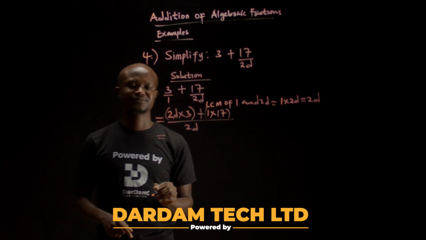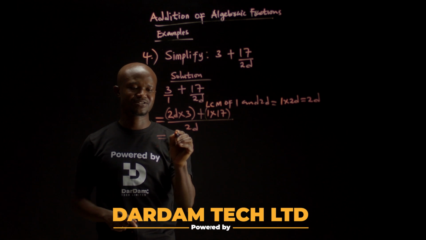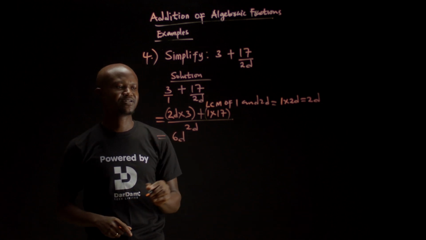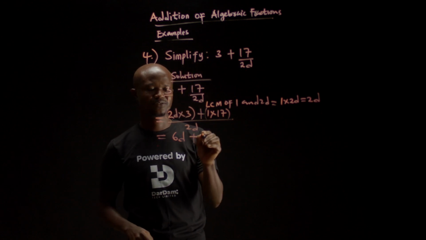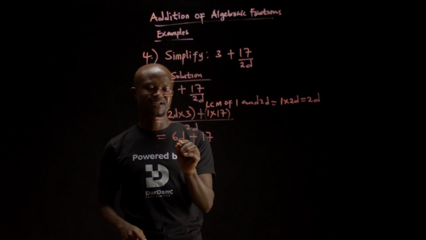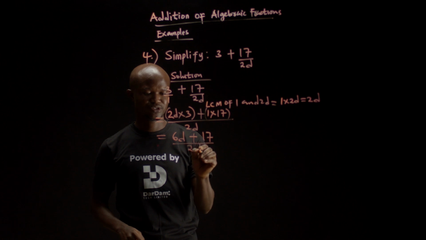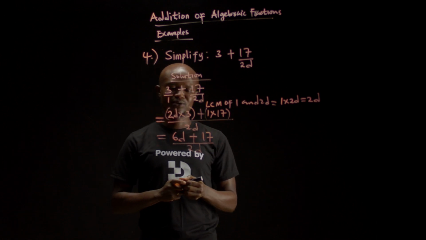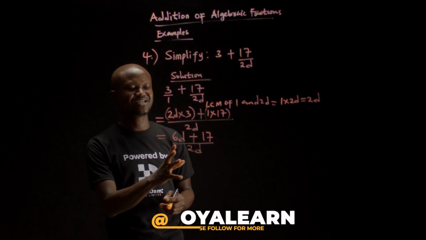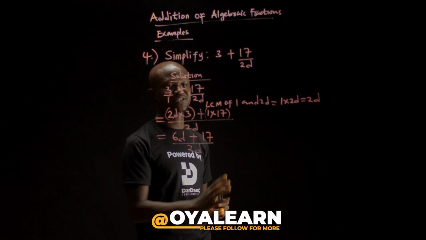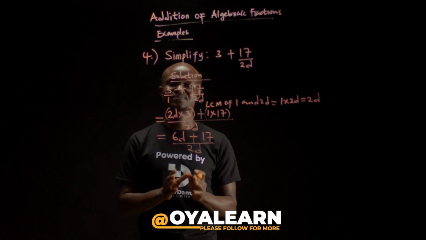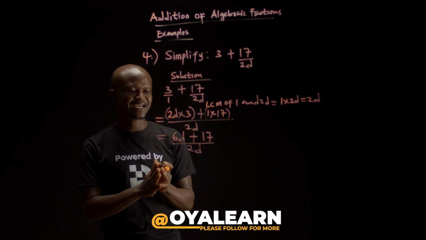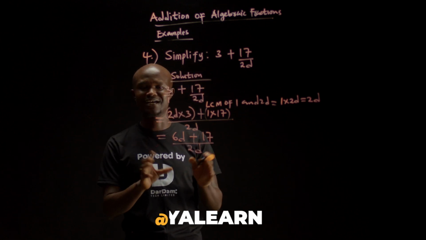So what do we have? 2d times 3, 2 times 3, that's 6. So we have 6d plus 1 times 17, we have 17, divided by 2d. Now, looking at the numerator, we have 6d and we have 17. These are the two terms. There are no common expressions for the two terms, so in that case, we cannot add them together. They will remain like that.